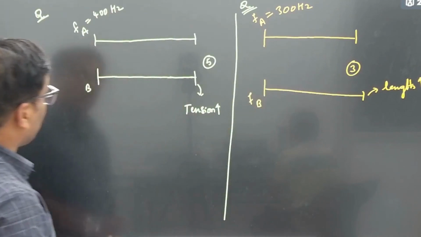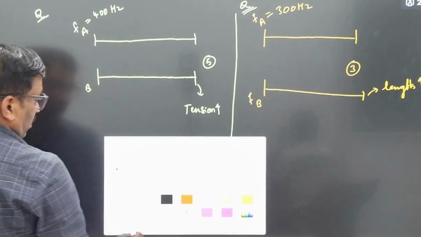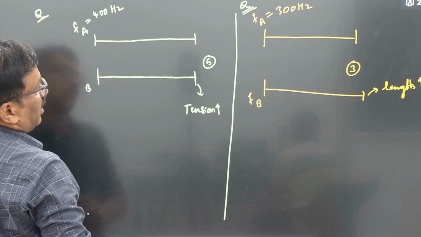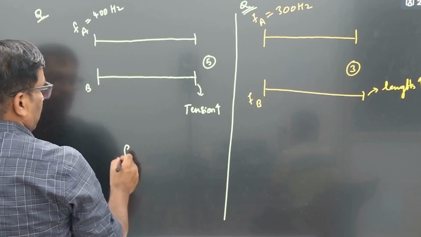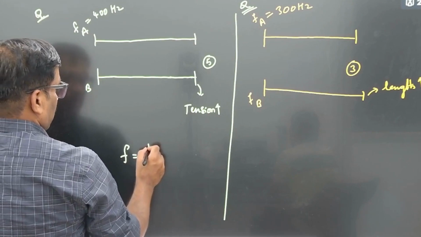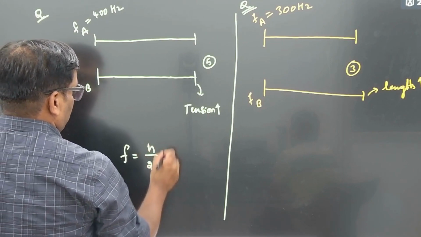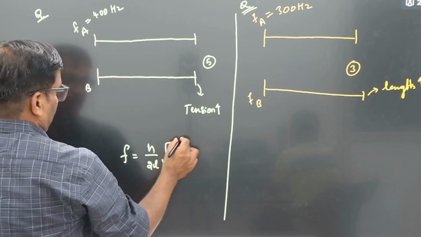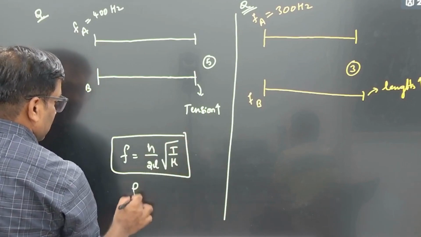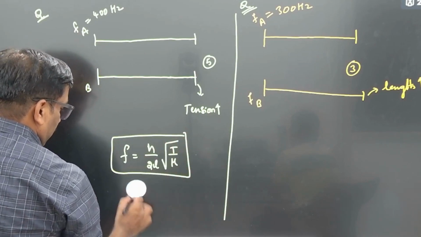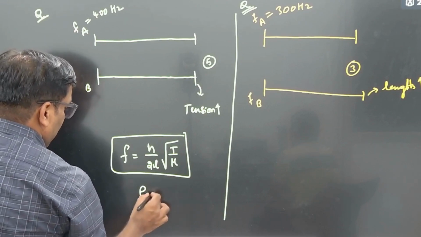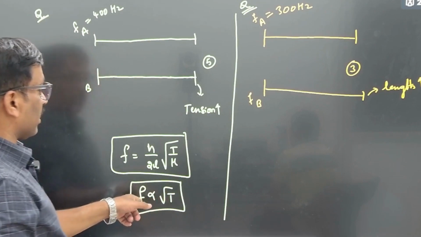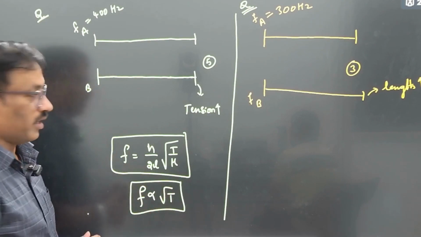Here there is a sonometer with strings. It is exactly the same, but instead of tuning forks, strings are given. You know the formula: frequency is equal to n by 2L into square root of T by mu. Frequency is directly proportional to the root of tension. If you are increasing the tension, frequency will increase. If you are decreasing the tension, frequency will decrease.